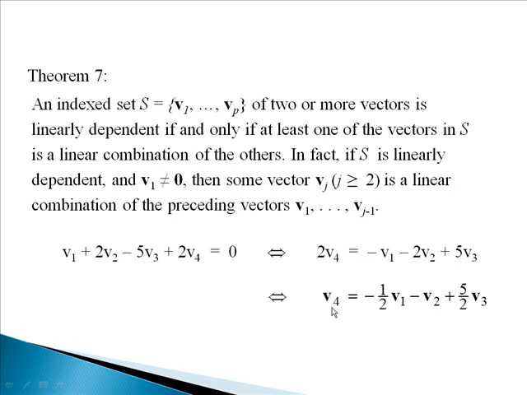So not all the vectors have to be, and you notice it says if at least one of the vectors is a linear combination of the others. And so notice here that it says if S is linearly dependent, then some vector is a linear combination of the preceding vectors. So in this case it was our last vector. So it doesn't have to be every vector follows this, but we have at least one, and that is Theorem 7.